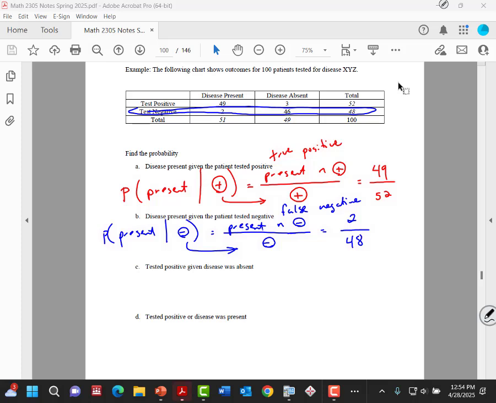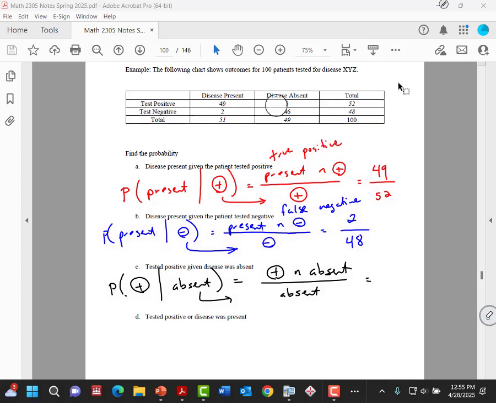Tested positive given that the disease was absent. Probability tested positive given that the disease was absent. This is positive and absent over absent. Okay. How many total people was the disease absent? Well, the disease was absent in a total of 49 individuals. Of those 49, how many tested positive? This would be 3.